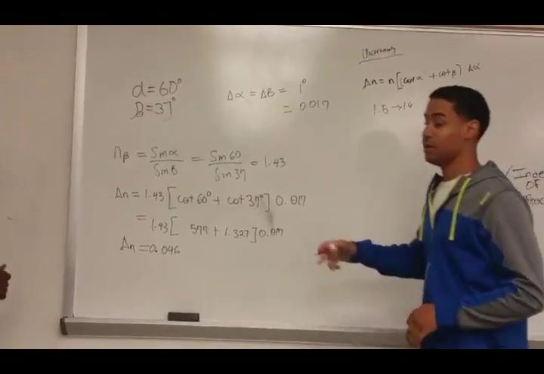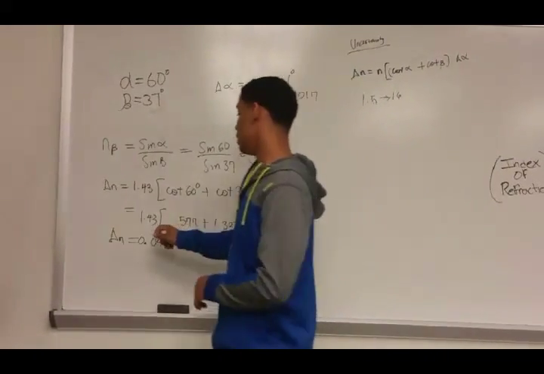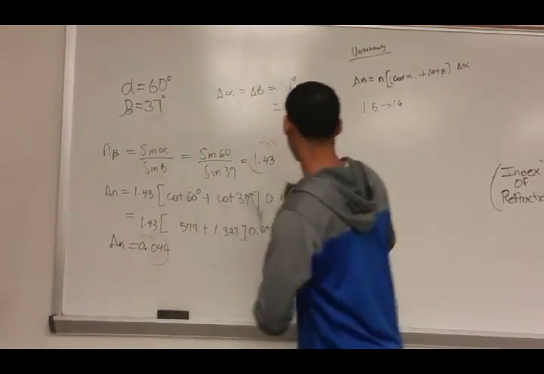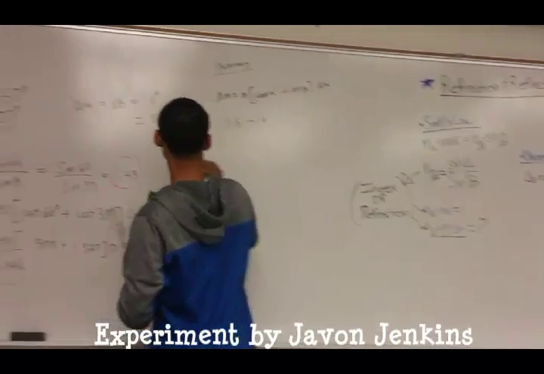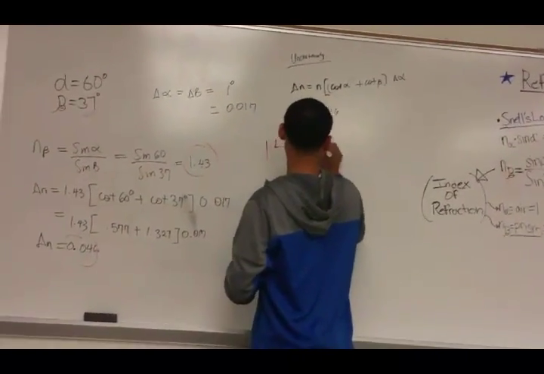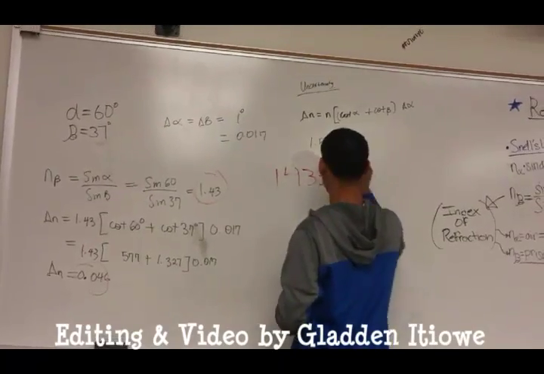And in conclusion, now that we have both n, which is 1.43, and our uncertainty, we now find that the index of refraction due to the prism is 1.43 plus or minus 0.046.